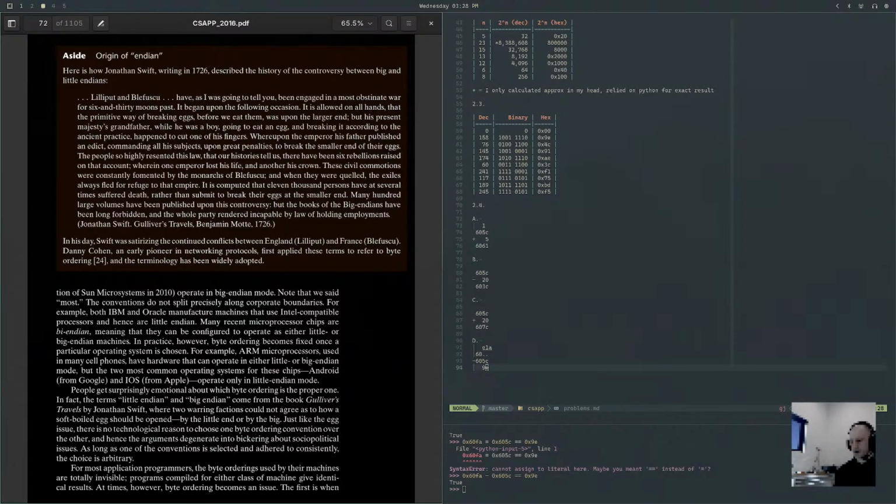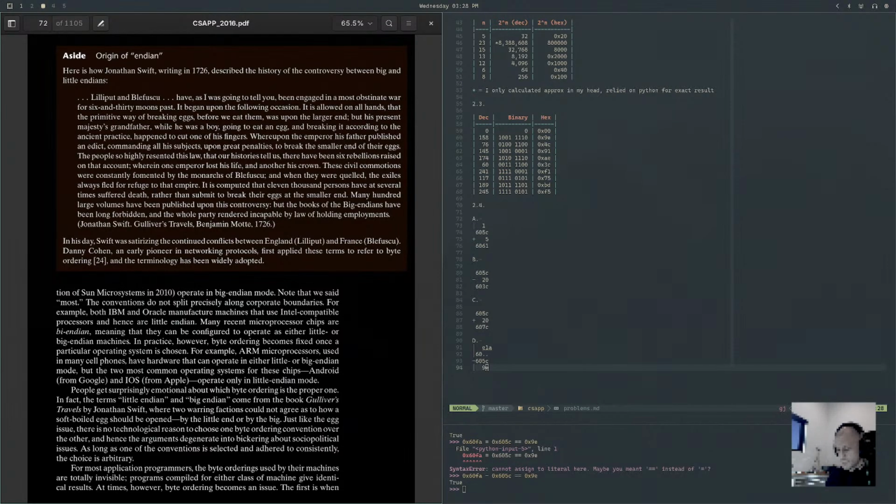In practice, however, byte ordering becomes fixed once a particular operating system is chosen. For example, ARM microprocessors used in many cell phones have hardware that can operate in either little or big endian mode, but the two most common operating systems for these chips, Android and iOS from Apple, operate only in little endian mode.